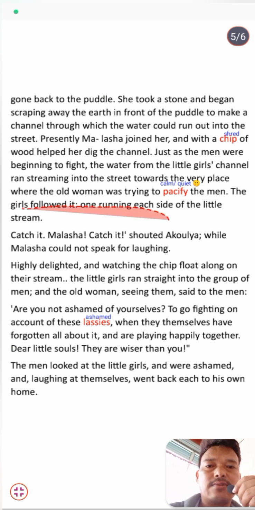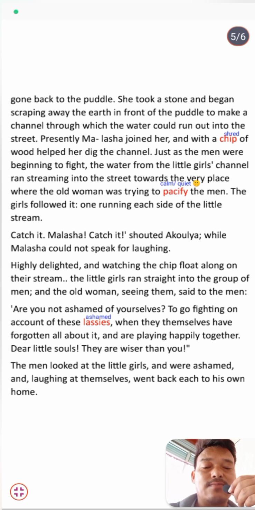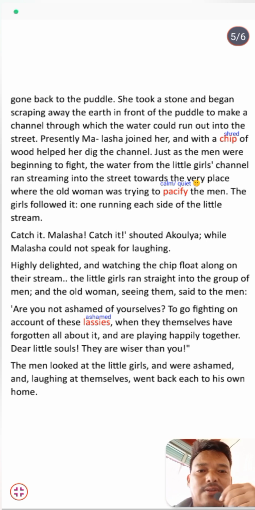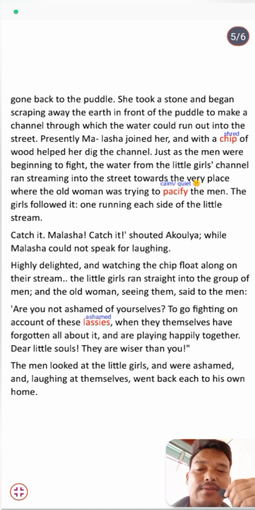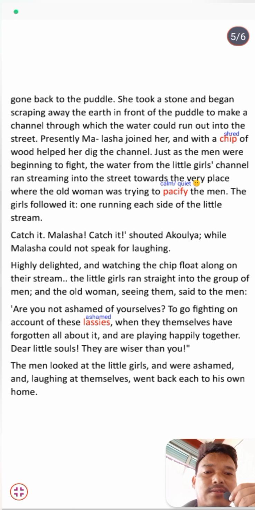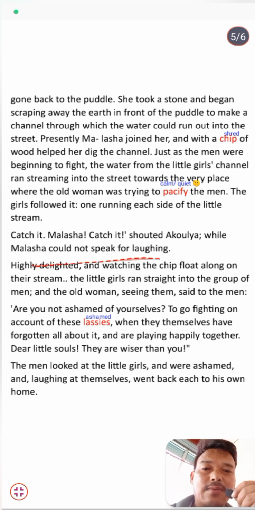The girls followed it, one running on each side of the stream. Both of the girls were following this flowing water channel, each on one side of the little stream. "Catch it, Malasha, catch it!" shouted Alakya, while Malasha could not speak for laughing.